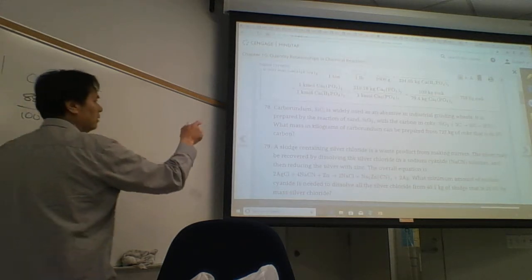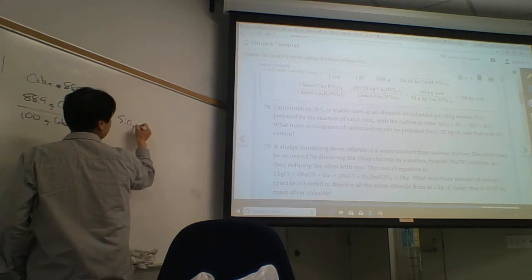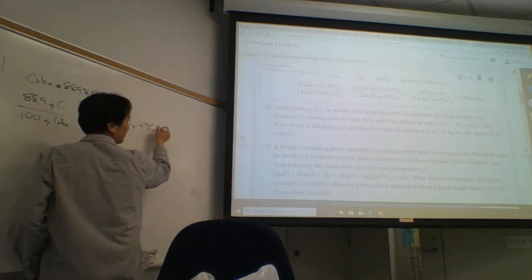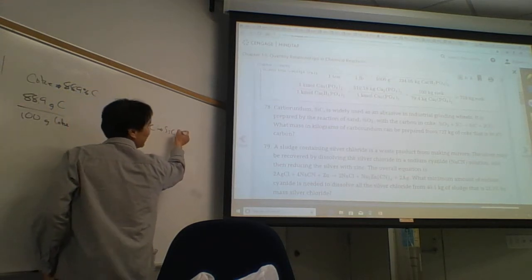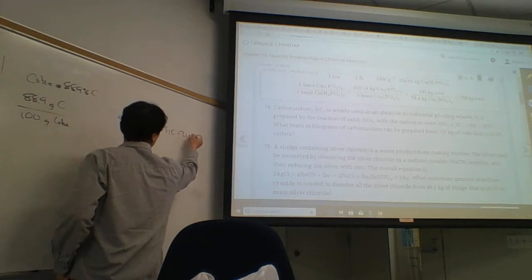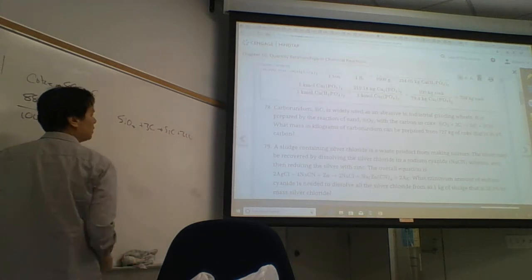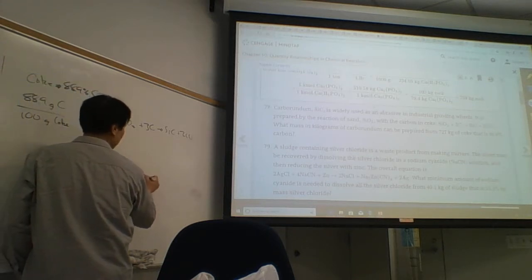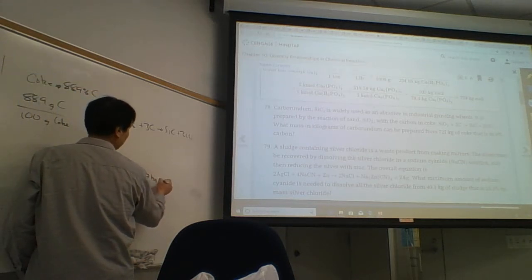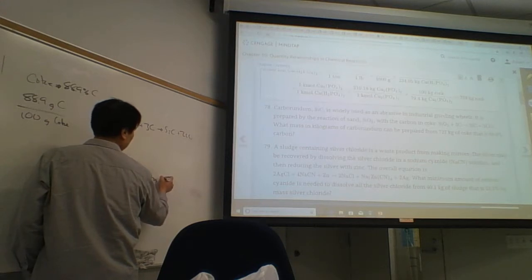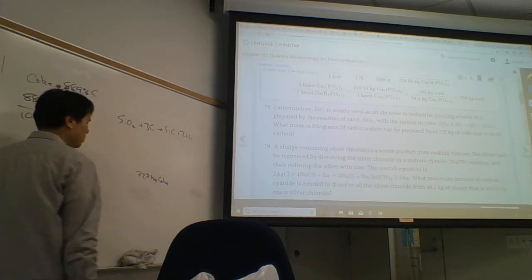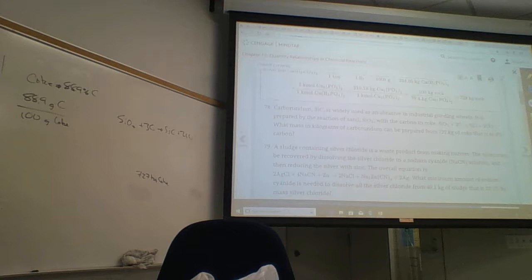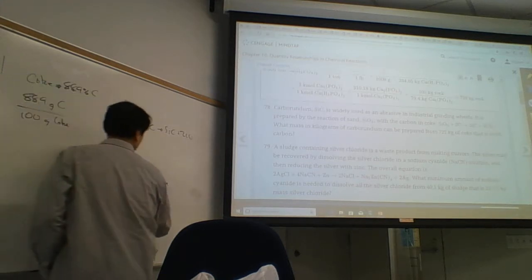And so here, the way I'd set this up is SiO2 plus 3 carbons yields SiC plus 2 COs. Now I don't have pure carbon. They give us 727 kilograms of coke. So I start off with 727 kilograms of coke, which is a mixture of carbon. And so I'm going to go from kilograms of coke to what?